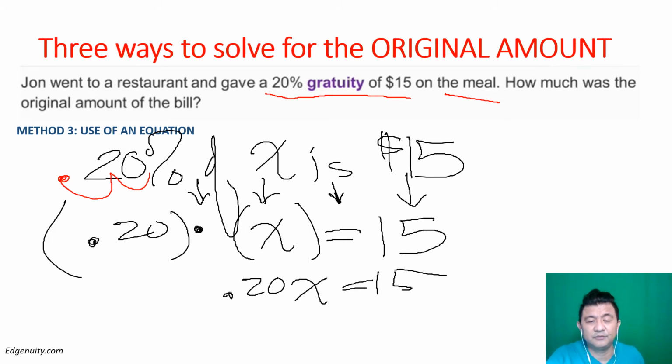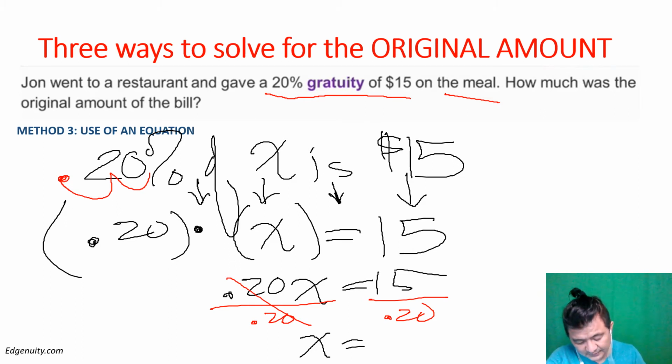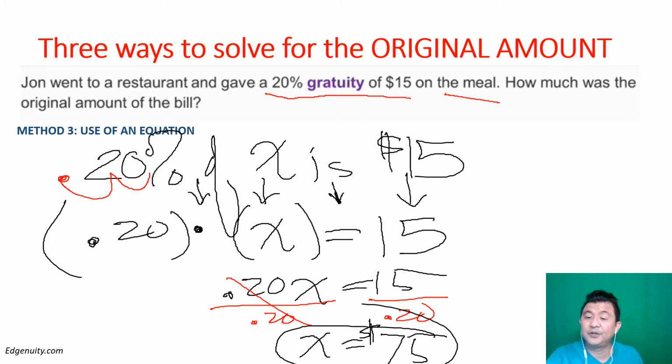You've learned how to solve equations. How can x be alone? Divide by 0.20 on the left, divide by 0.20 on the right. That cancels out. x is equal to, get your calculator, 15 divided by 0.20, you'll get again an answer of 75. So that's the original amount, 75. So remember those three ways. Now we will apply them in different problems.